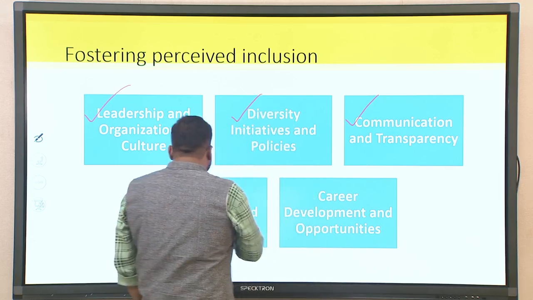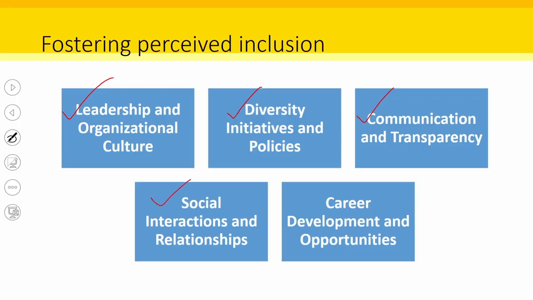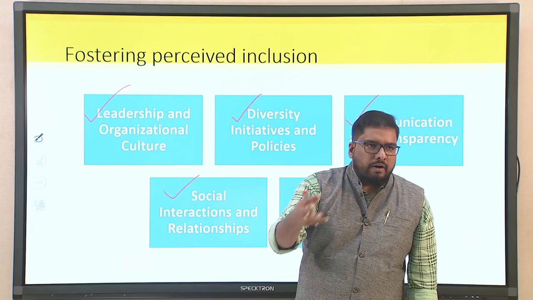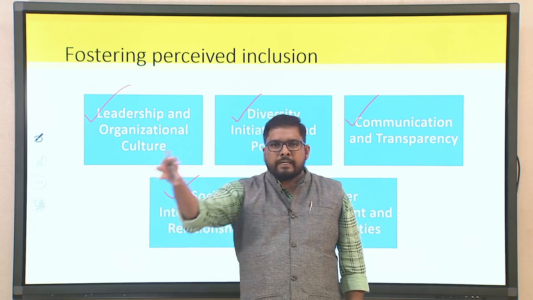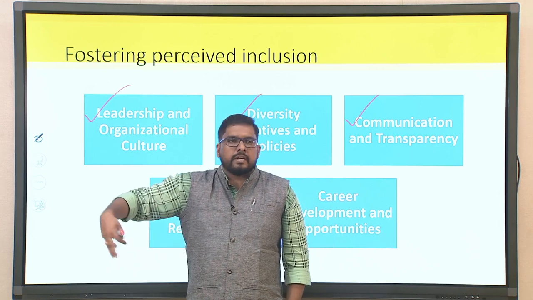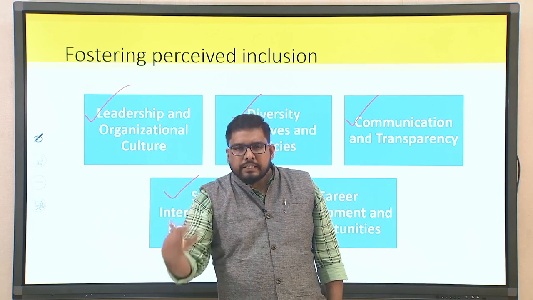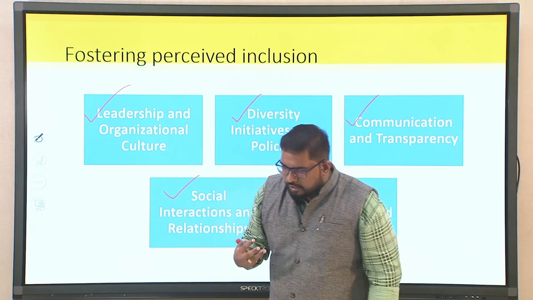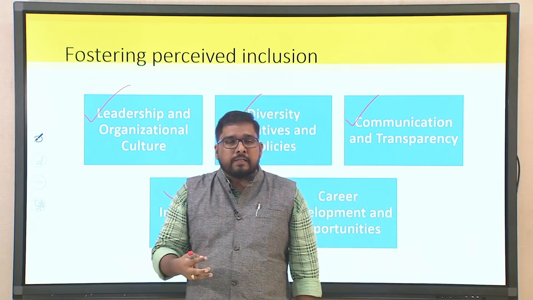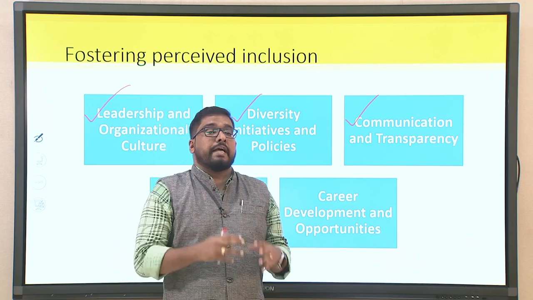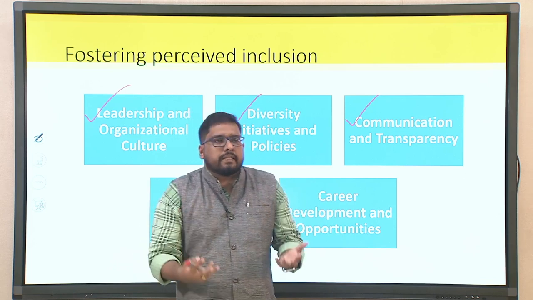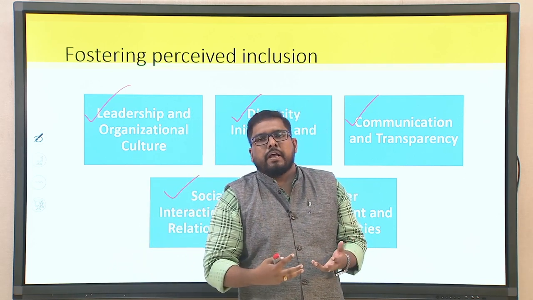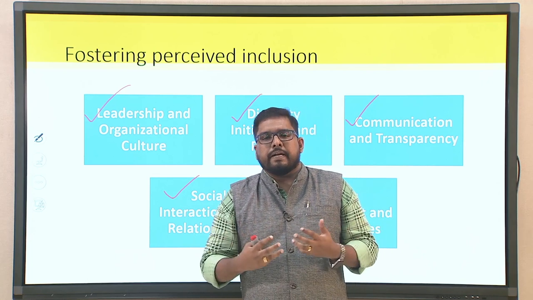The fourth aspect is social interactions and relationships. When you're looking into social interactions and relationships, this is more at the interpersonal level. An organization will definitely have different groups. There could be internal communication, internal personal relationships. If this is not vital or is not maintained properly, there are chances that the organization might suffer heavily in terms of communication issues. So the communication can translate itself into an issue if we are not fostering perceived inclusion.